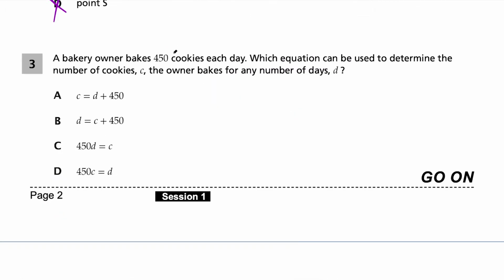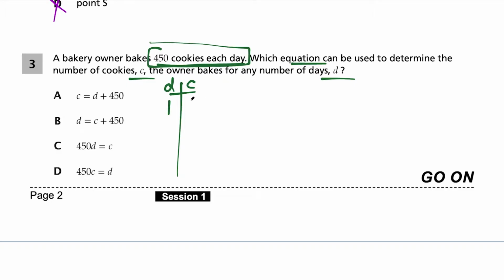Question 3, we've got a bakery owner who bakes 450 cookies each day. Which equation can be used to determine the number of cookies C the owner bakes for any number of days D? For this one, just think about what's the relationship between the days that go by and the number of cookies that are made. Well, in one day, this is the $1 million piece of information, in one day, 450 cookies would be made. But this is true for each day.